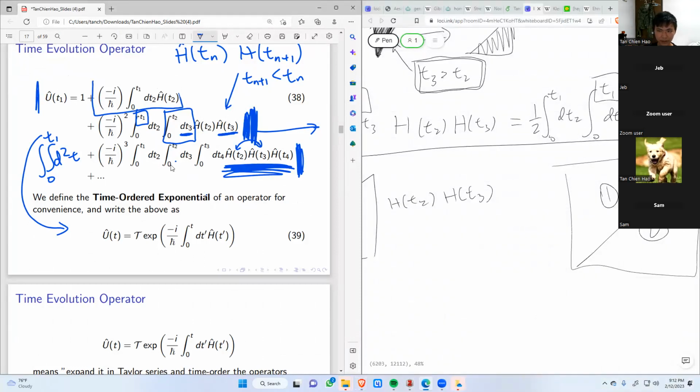So for this one, I integrate over a line. This one, the second term, I integrate over a square, and then the third term, I integrate over a cube, and so on. And for each one of them, they'll pick up a factorial factor, a factor that attenuates it. So the first one will be 1, the second one will be 1 over 2, the third one will be 1 over 3 factorial, representing how many ways there are to permute t2, t3 and t4.